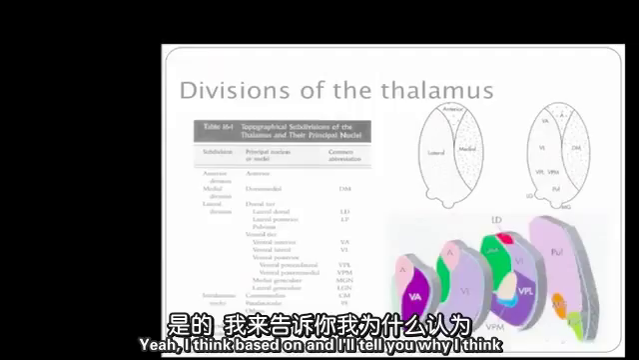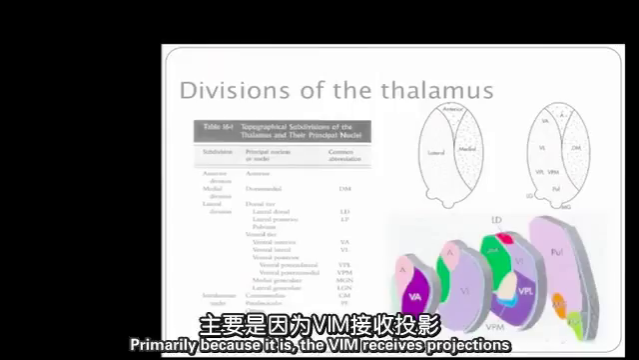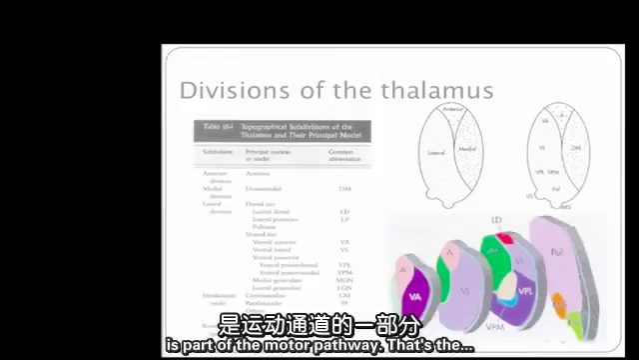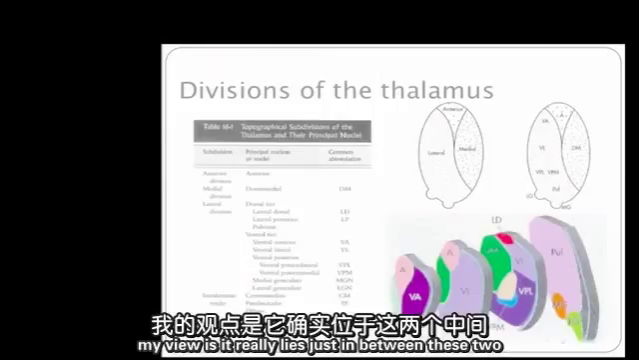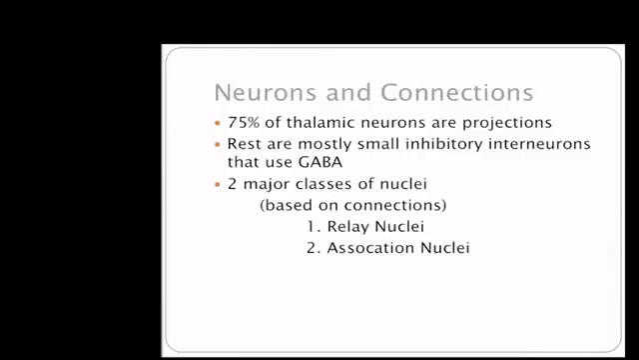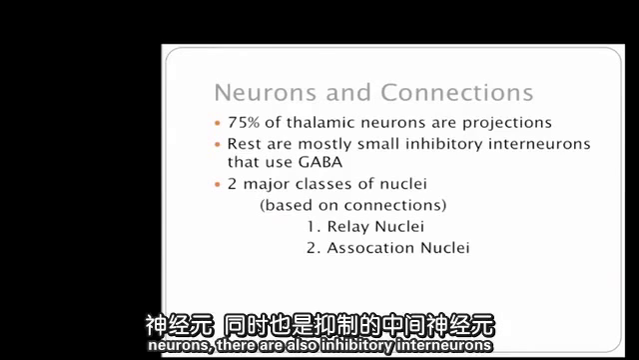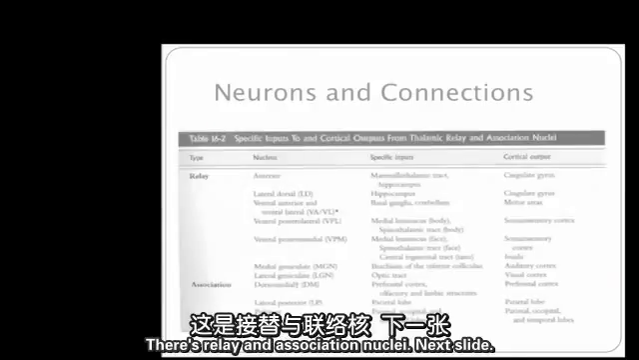I think the VIM is actually part of the ventral lateral nucleus. It's primarily because the VIM receives projections from the cerebellothalamic tract, and cerebellothalamic is part of the motor pathway. Ventral lateral nucleus is a motor thalamic nucleus. So my understanding is it really lies just in between these two, but it's the posterior margin of the ventral lateral nucleus. So thalamic neurons, most of them are projection neurons. There are also inhibitory interneurons, which are all GABAergic. There's relay and association nuclei. Next slide.